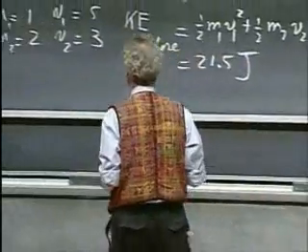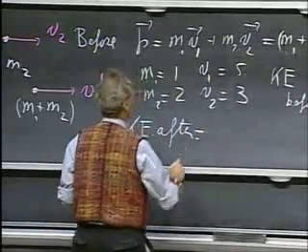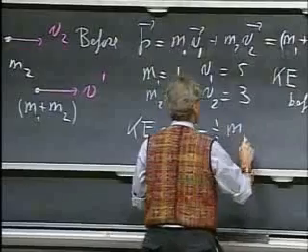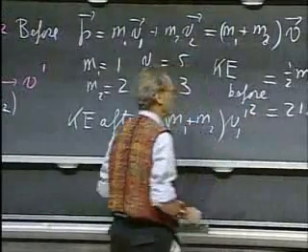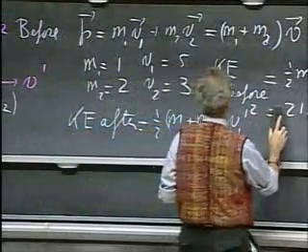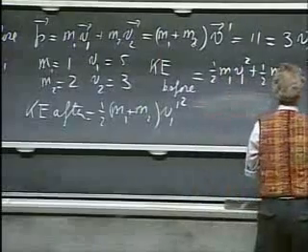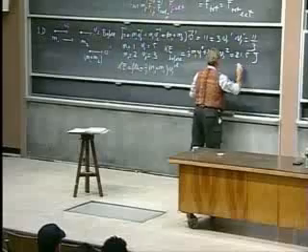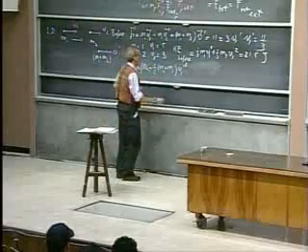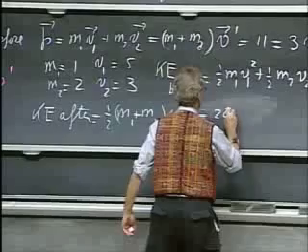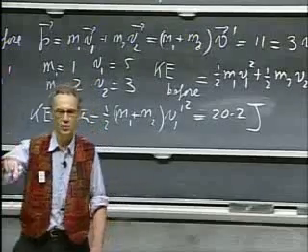Let's take a look. Kinetic energy after the collision. That would be 1/2 (m1 plus m2) times v prime squared. Would we agree? Let me write this at a different location. So this was the 21.5 joules. Well, you can do this as well as I can. We know what V1 prime is, that is 11/3, and you will find that this number equals 20.2 joules. So the kinetic energy went down.